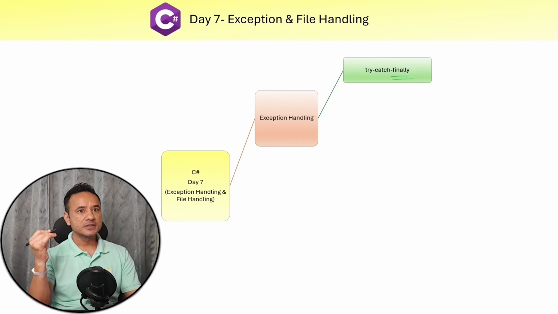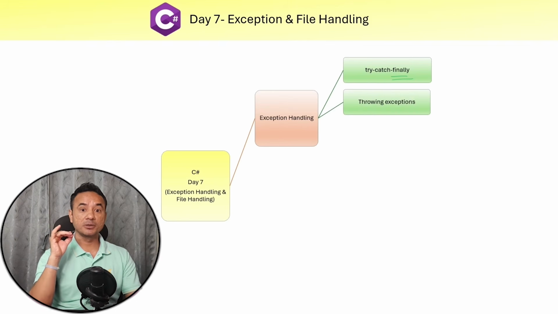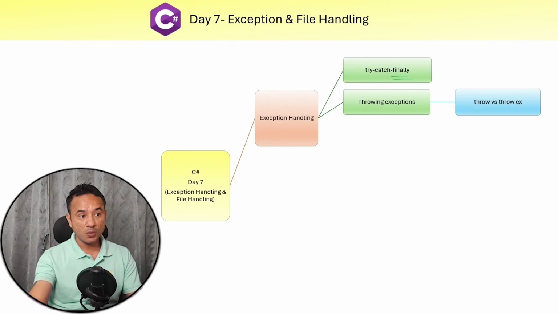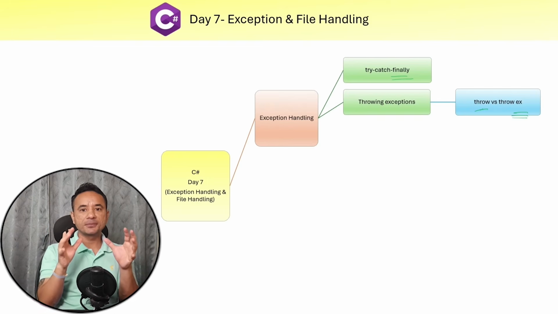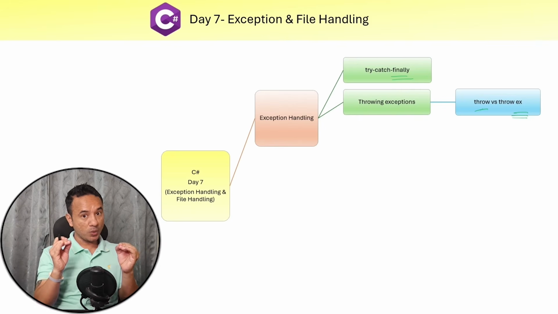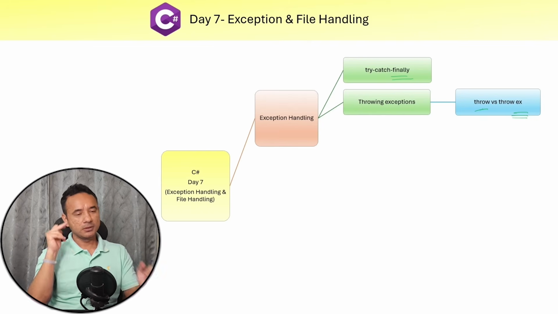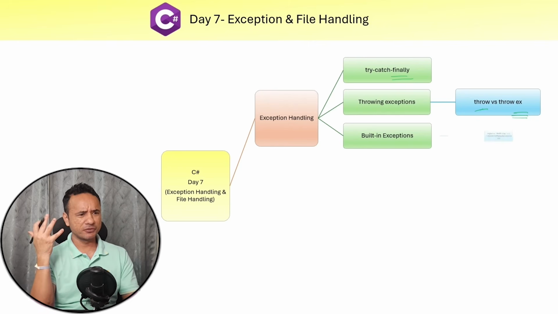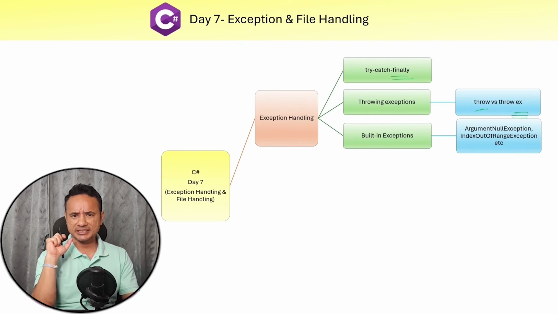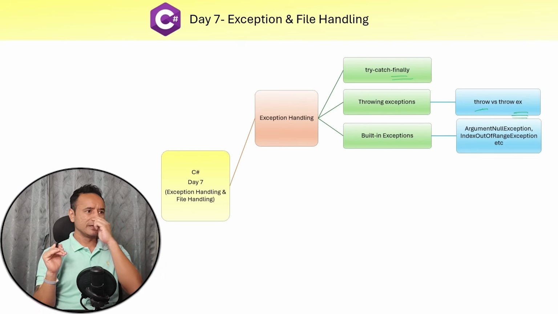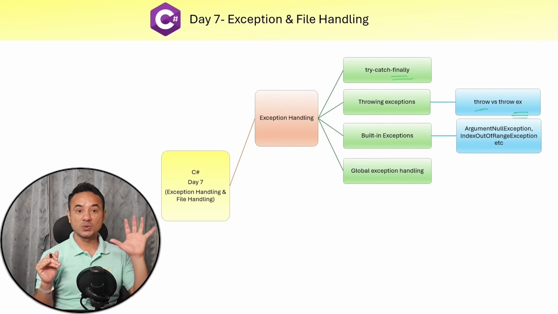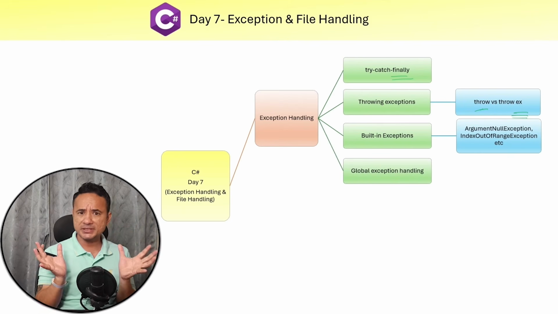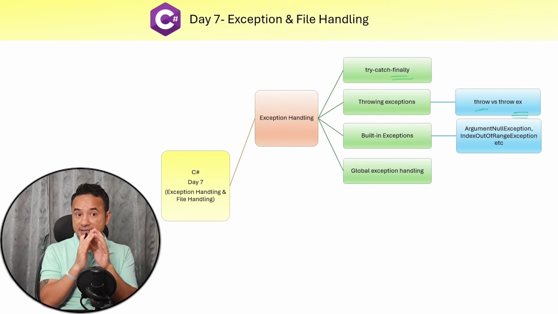Sometimes you need to throw exceptions manually using the throw keyword. And here you must know the difference between throw versus throw ex. Very important from an interview perspective. In short, throw will keep the original stack trace, while throw ex will reset it, which is not good. Next, C Sharp also provides many built-in exceptions to handle errors in a better way, like ArgumentNullException, IndexOutOfRangeException, and many more. And then we have the global exceptions. Global exception handling is mostly used in big applications. This is used to log and handle errors at a central place.